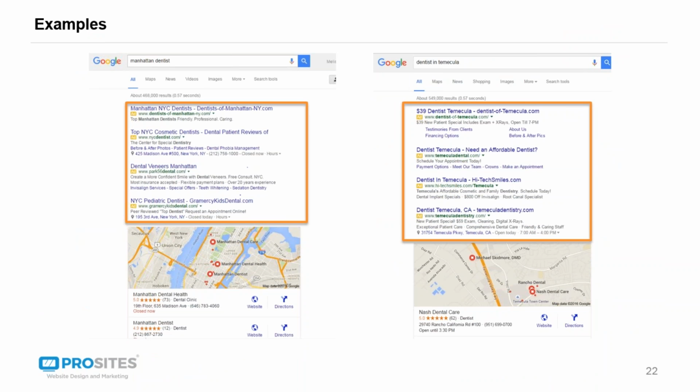Just so you know, I should have done this at first, but when I talk about pay-per-click advertising, it's the thing when you do a search. For instance, I have 2 different searches here: Manhattan dentist, because I'm in Manhattan, or dentist in Temecula, because I'm in Temecula, California.